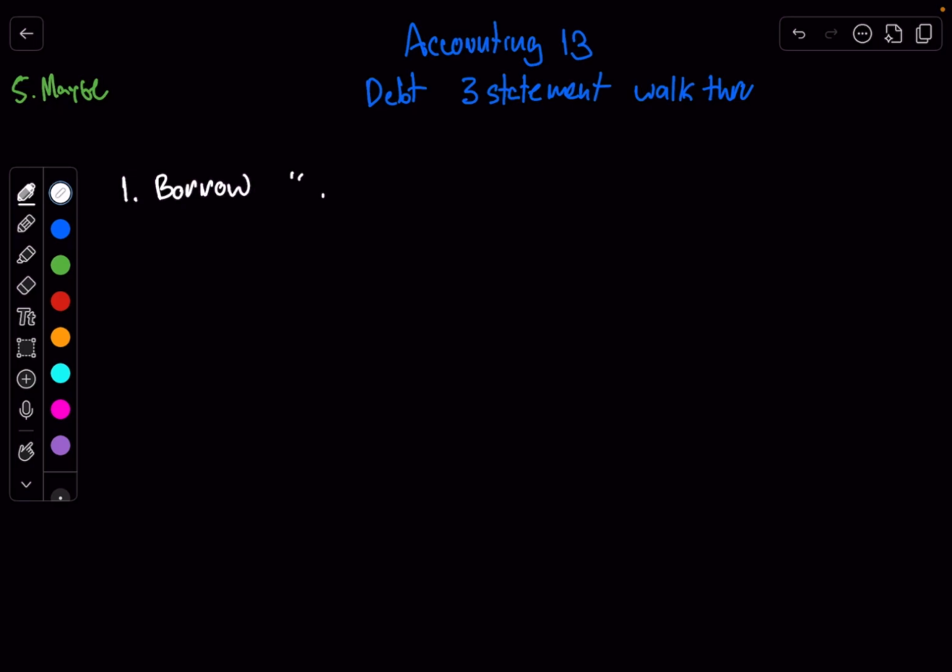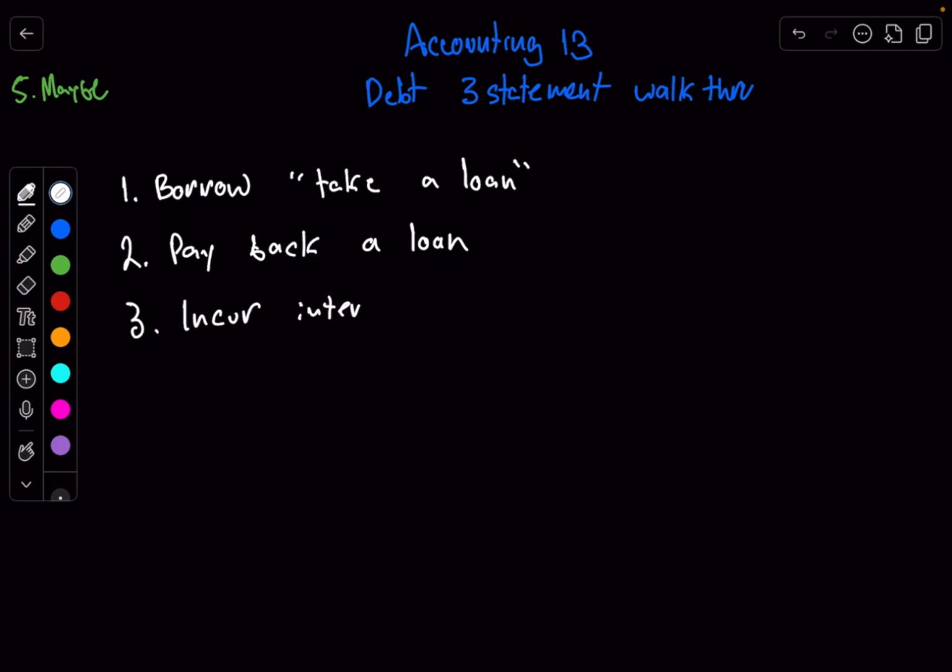right? So if you like kind of take a loan. The second is if you pay back a loan. And the third is if you incur interest expense, right? And maybe I'll actually switch these two. I'll do them in that order, right?